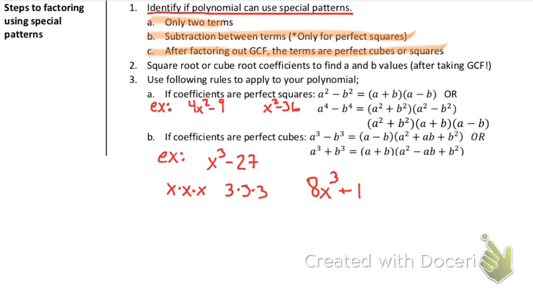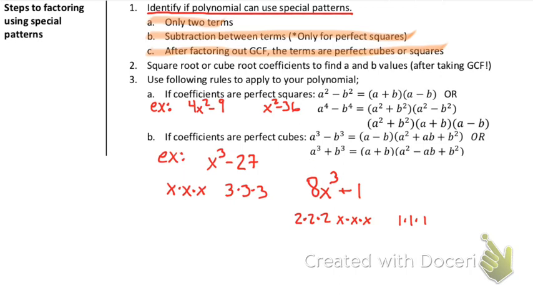In this example, 8x to the third plus 1, this is a perfect cube because we have 2 times 2 times 2. That gives me 8. And then we also have x times x times x. That gives me x to the third. And then you also have 1 times 1 times 1. That gives me 1. So this example here also qualifies for perfect cubes.